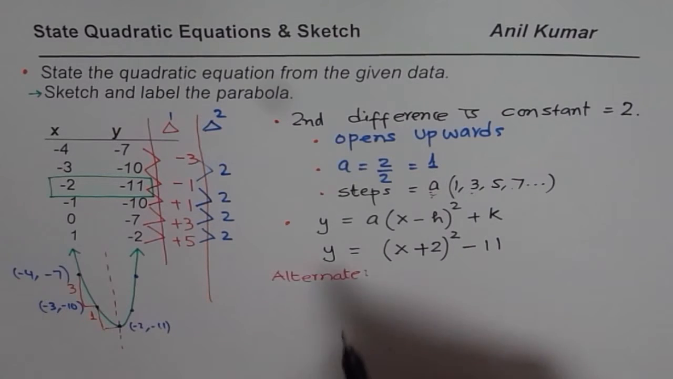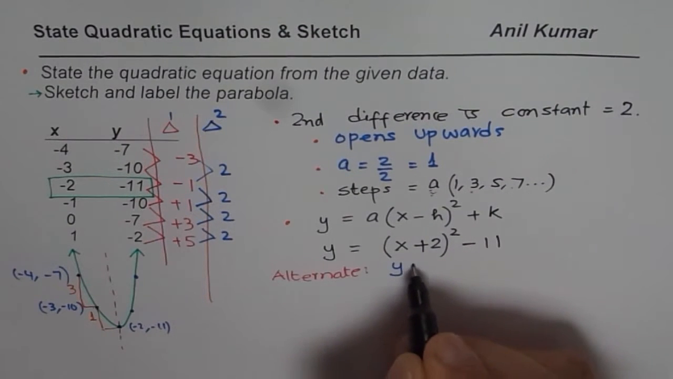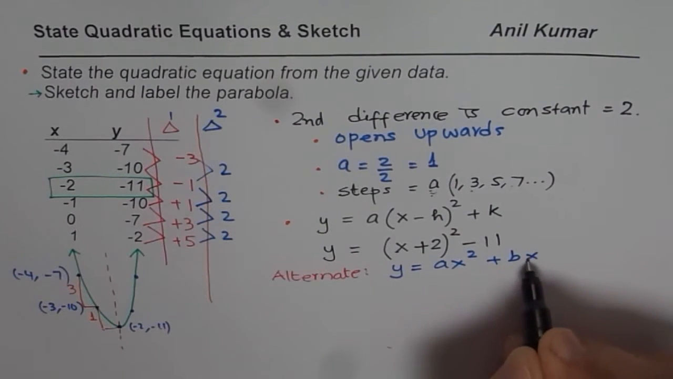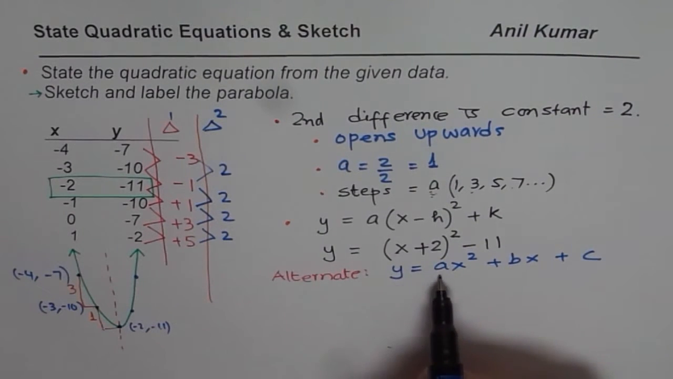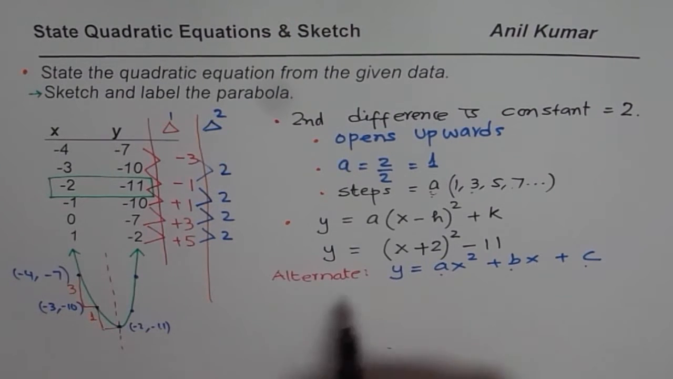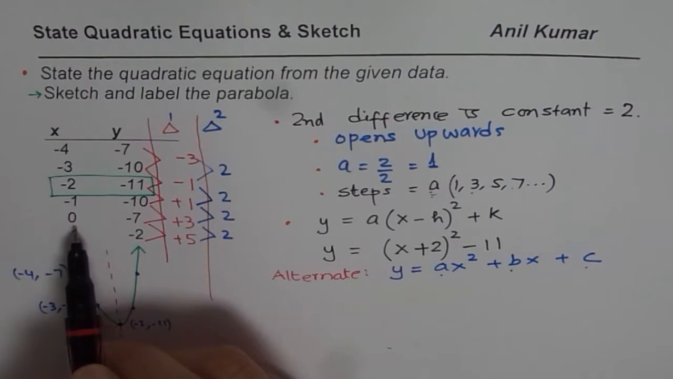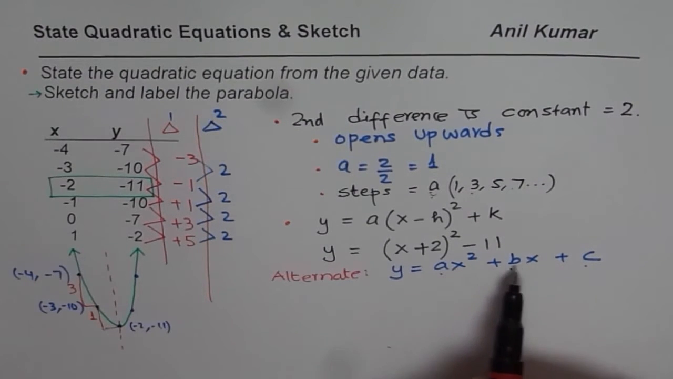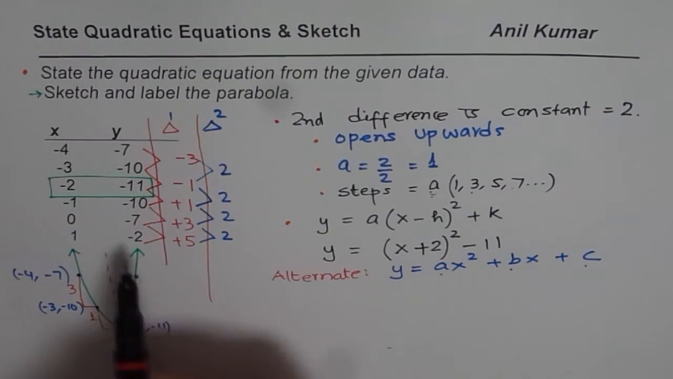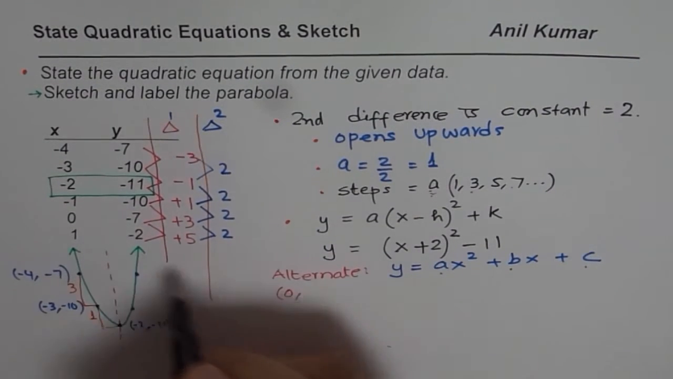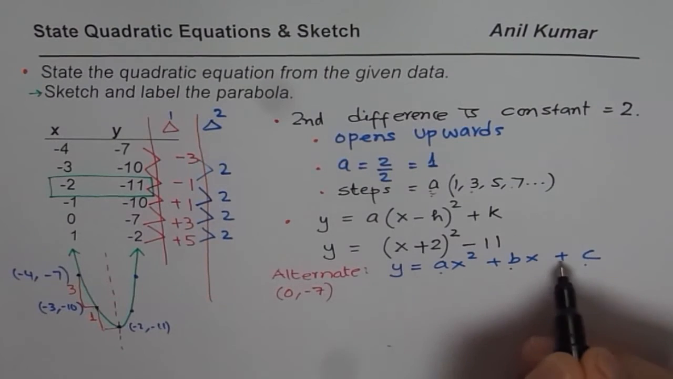So the alternate method is, every quadratic equation is written in the form of y equals ax square plus bx plus c. Now we have 3 unknowns. To find these 3 unknowns, we need 3 points, correct? I think the good points are definitely to use x as 0, because x as 0 gives you the y-intercept, which is minus 7. So the first point which I'll consider is (0, minus 7). Substitute this point, get one equation.